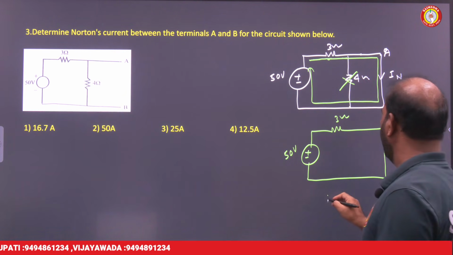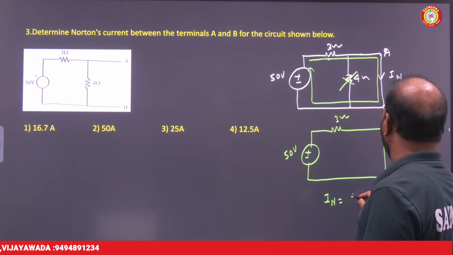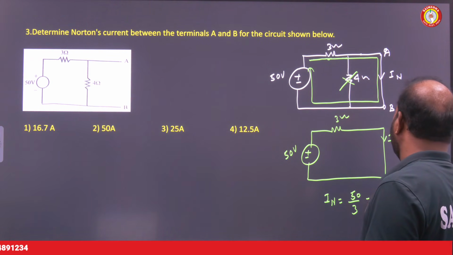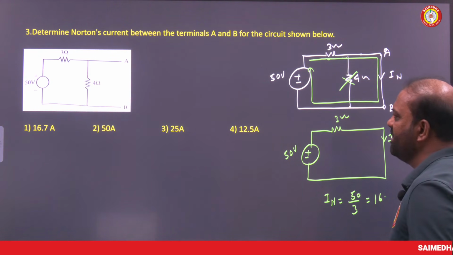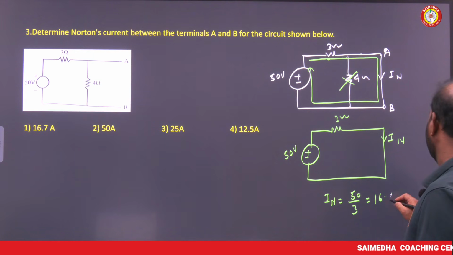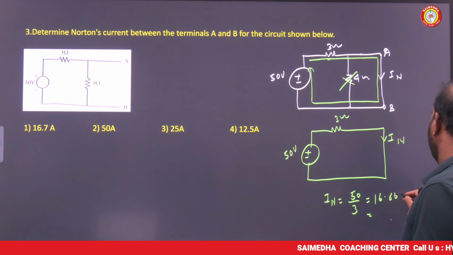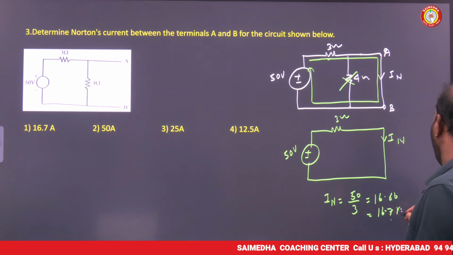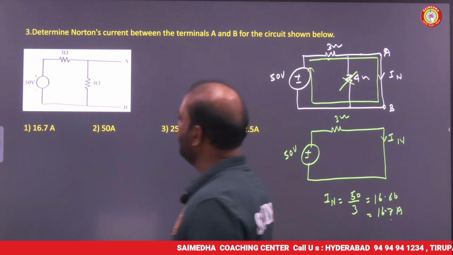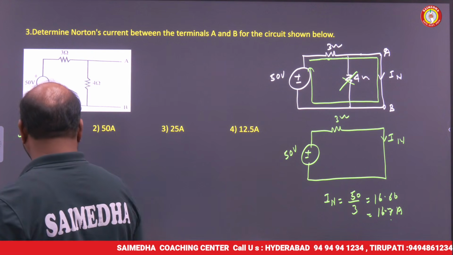What is IN, my friends? Norton's current. IN is equal to 50 by 3. 50 by 3 means 16.67, 6666 something, which is 16.7 amperes. So option 1 is the right answer. Clear?